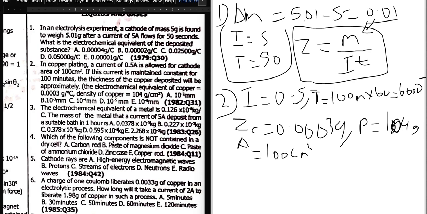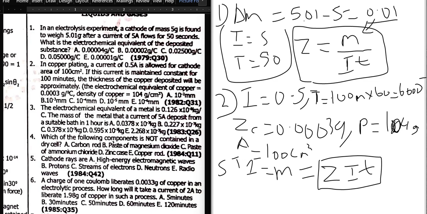So the first thing we are doing on this, step 1, is to find M, to find the mass, and M is equal to Z I T. So just look for M.